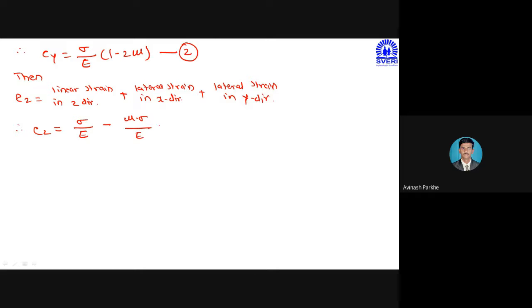means your sigma x, again minus mu into sigma upon E, again the sigma from the third term means your sigma y. Therefore epsilon z, again sigma upon E, sigma upon E, sigma upon E, this is the constant term, therefore sigma upon E in bracket 1 minus 2 mu. This is the equation number 3.